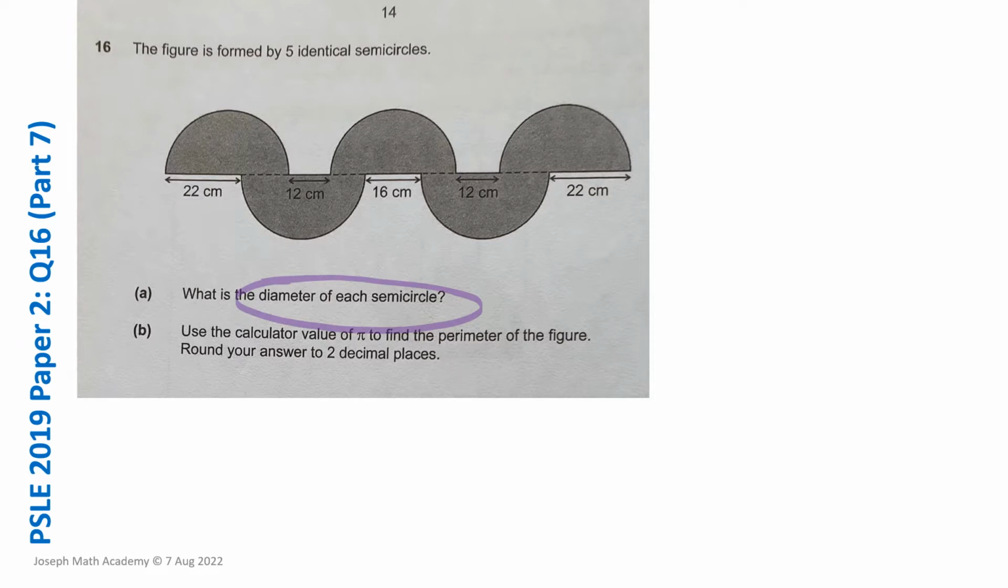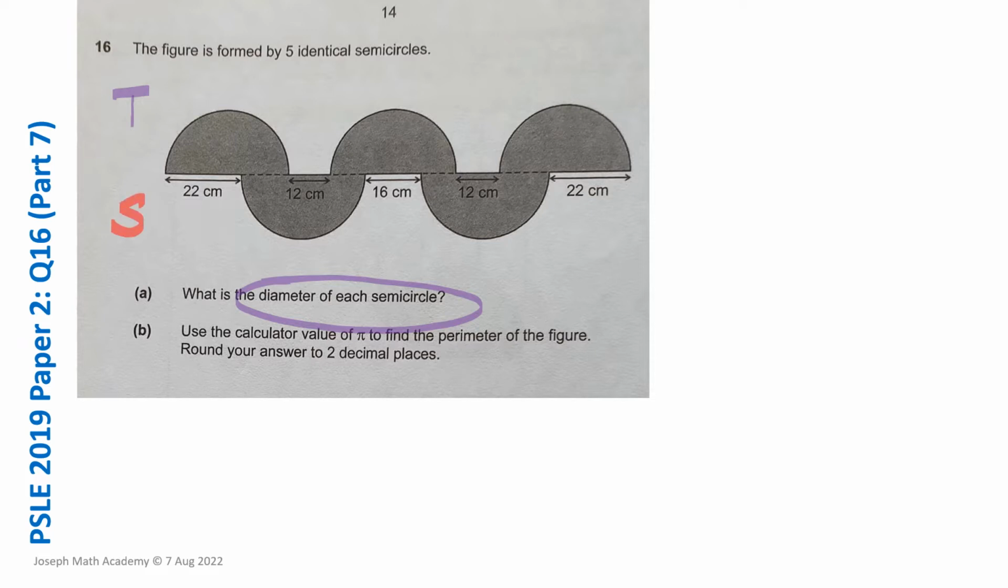Now we know very well that anything to do with circumference, perimeter, we are allowed to shift the shape. So what do I mean by shifting them? Let me illustrate. The top layer, I will divide the picture into 2 layers. The 3 semicircles belong to the top layer, and the 2 semicircles below belong to the lower layer.